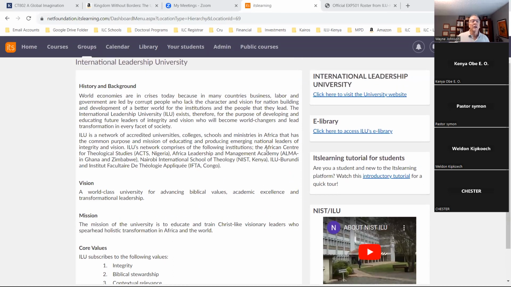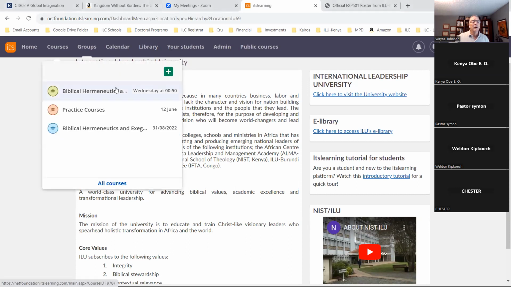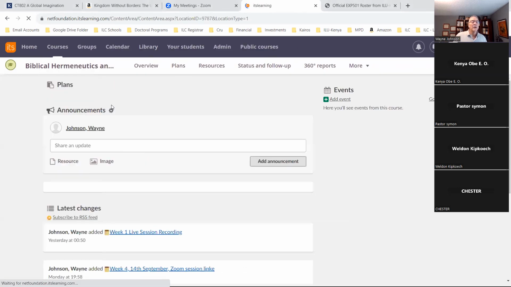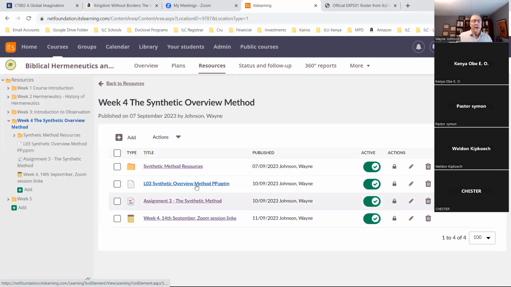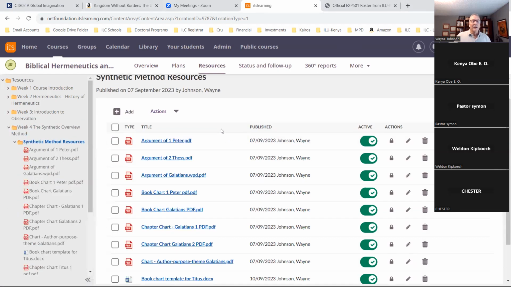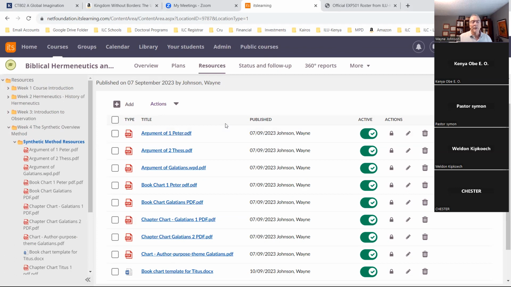Okay, so I'm in It's Learning. Yeah, so week 4, this is the week we're in. So I have the PowerPoint here that we just looked at. And this is the Zoom link. I will put the recording in the same week 4 folder. And then there's the folder that has synthetic method resources. So this has several that you can open and look at. You can even download them, I think.